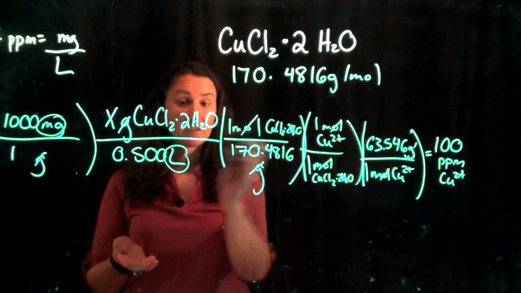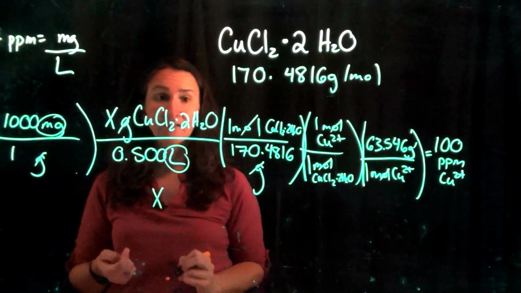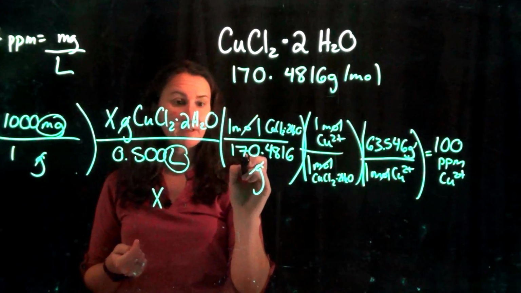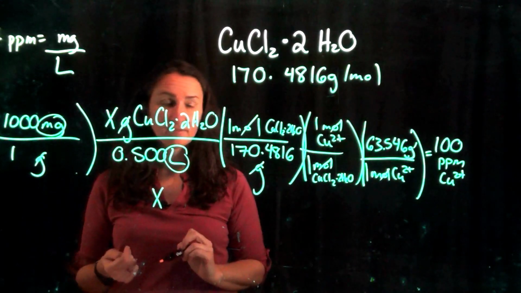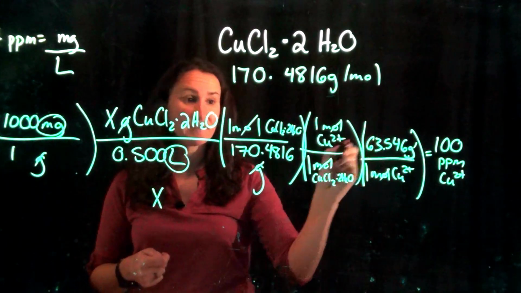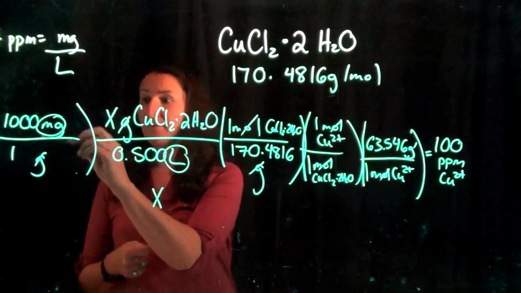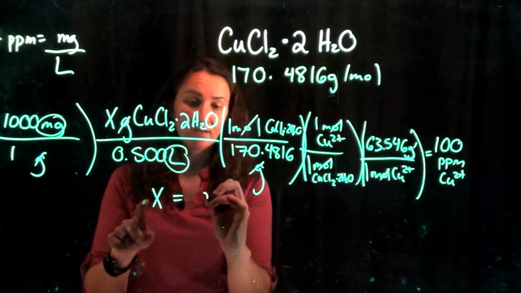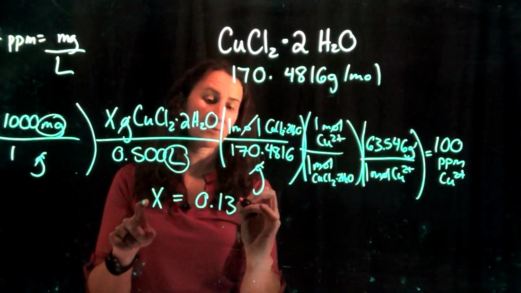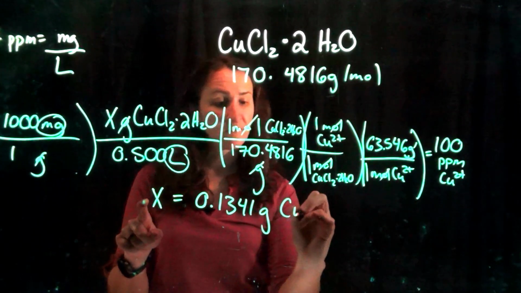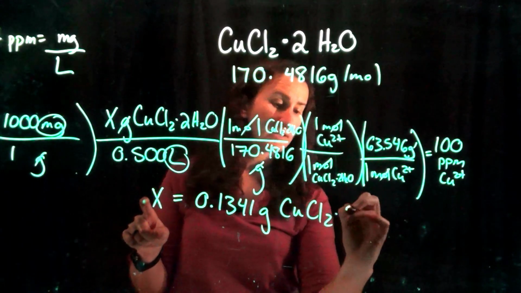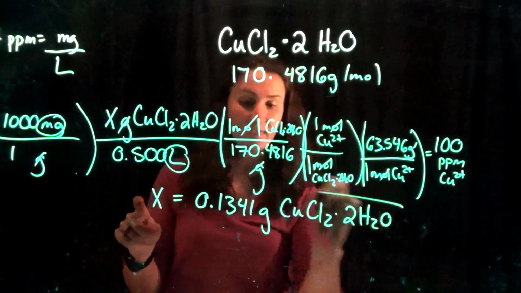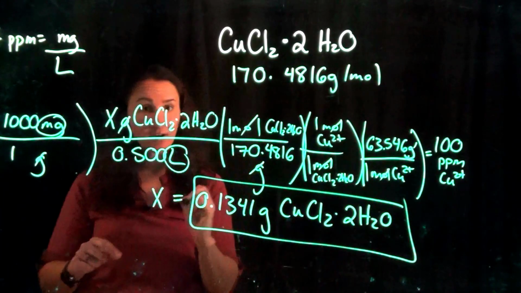And now I can just plug this all into my calculator and solve for x. So if I take 100 times 170 times 0.5, divide that by 63, divide that by 1,000, and what do we get? X equals 0.1341 grams of copper 2 chloride dihydrate. And that is my final numerical answer.